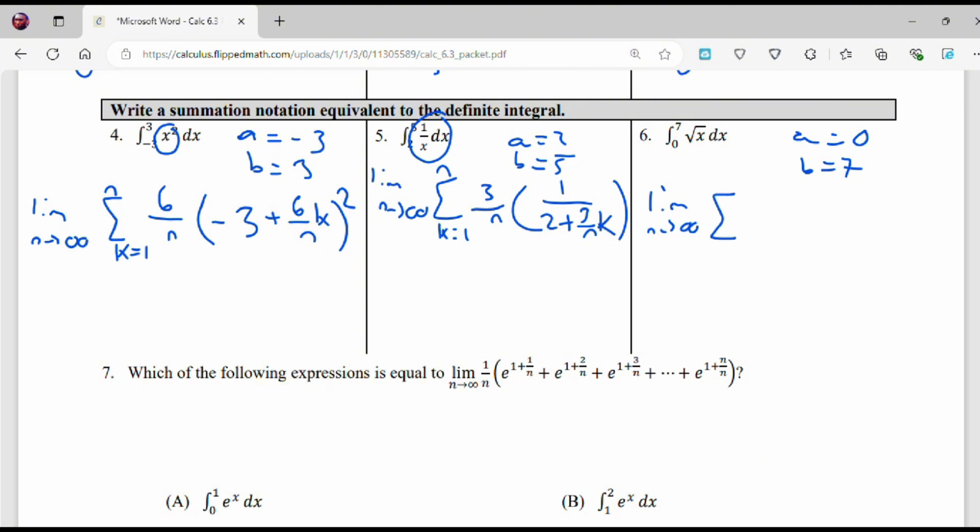Okay, so we have the sum of n rectangles, k equals 1. b minus a over n, 7 minus 0 is 7 over n, times, we're going to do square root. b minus a, f of a, so f of a is 0, plus b minus a over n, k. So b minus a over n is 7 over n times k. And that's your answer. So, again, not too bad once you understand the concept.